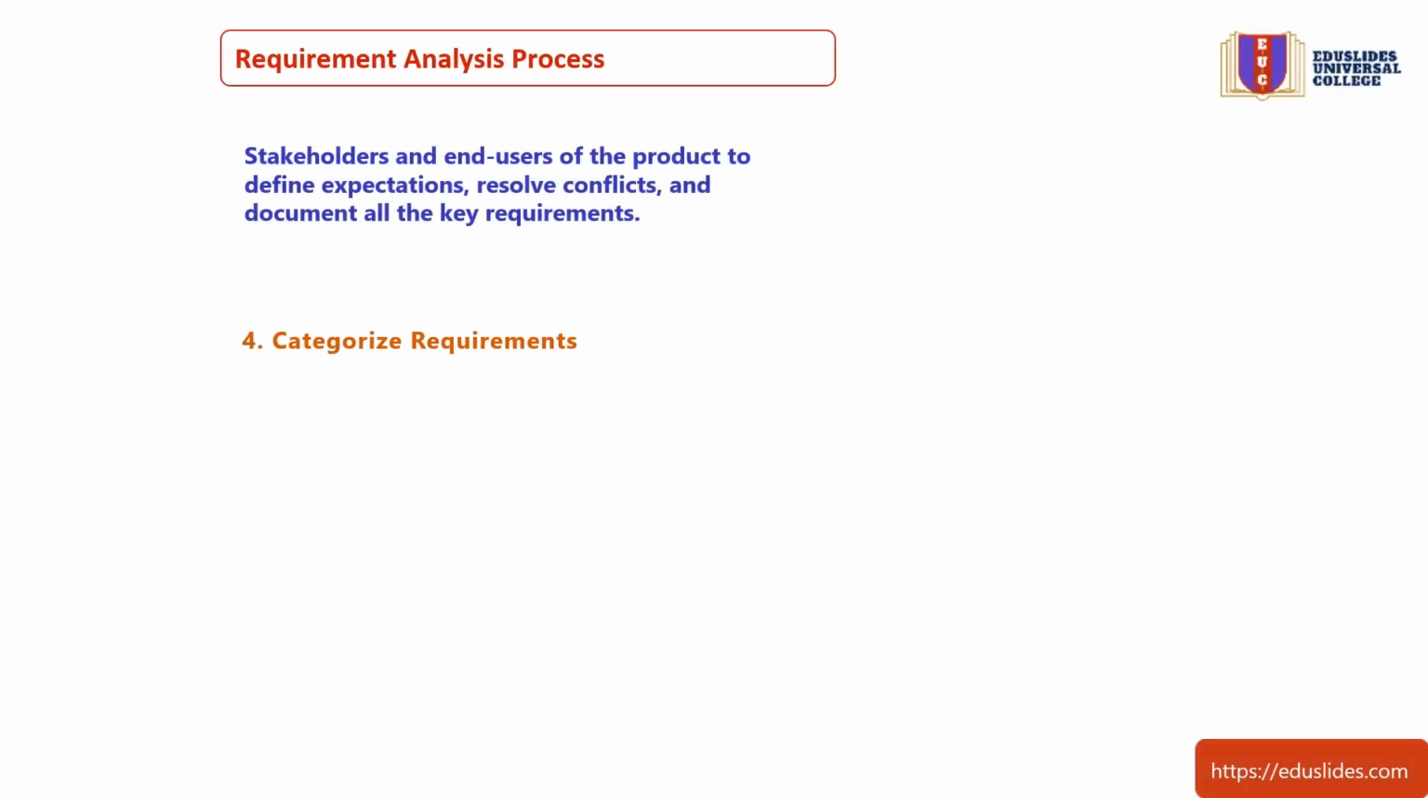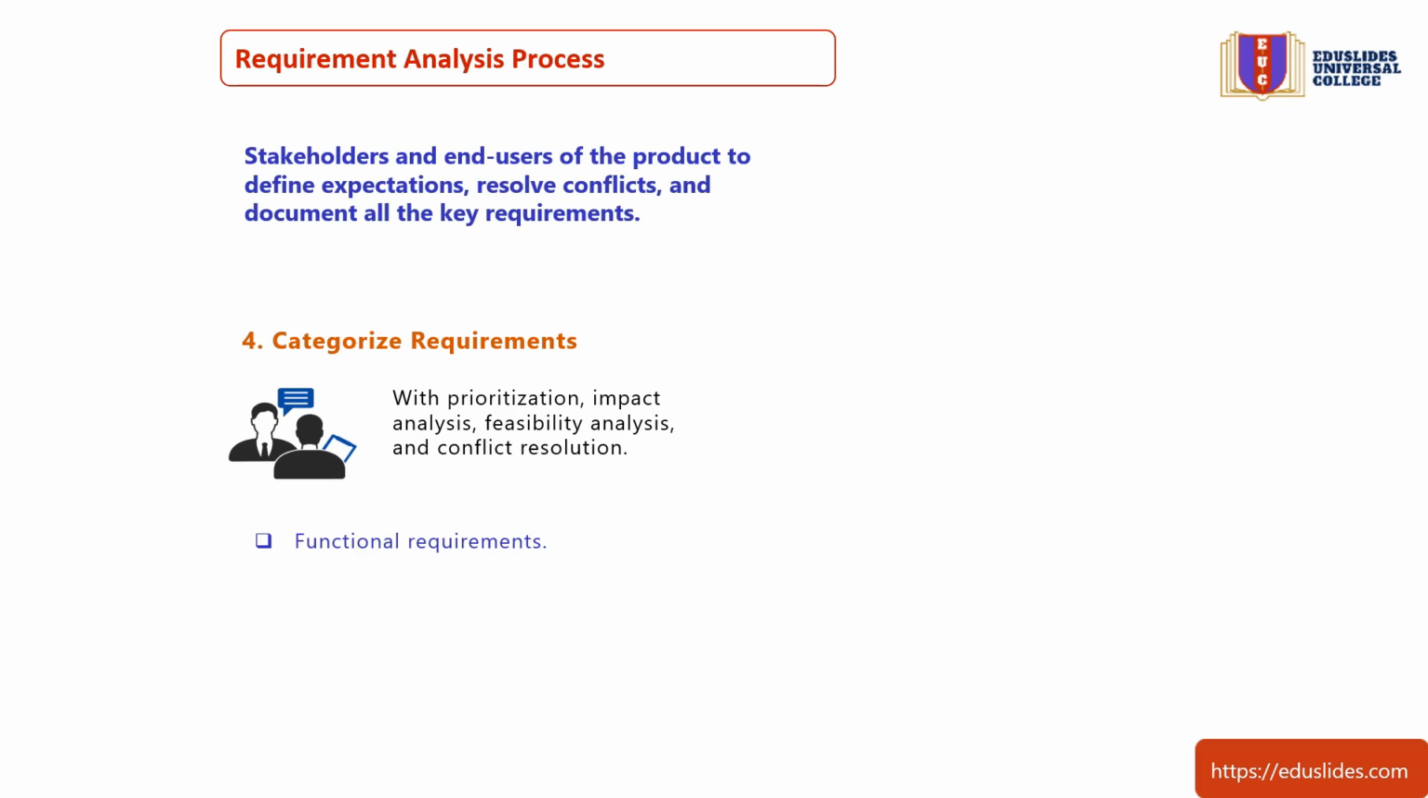Step 4. Categorize requirements. Categorization of requirements can help with prioritization, impact analysis, feasibility analysis, and conflict resolution. Let me list out 4 common requirements categories that exist. Functional requirements, technical requirements, transitional requirements, and operational requirements.